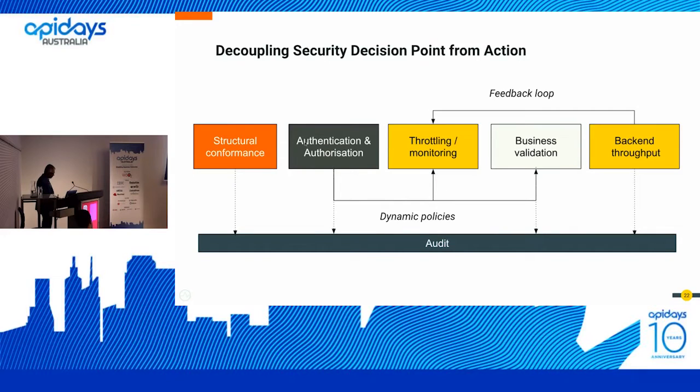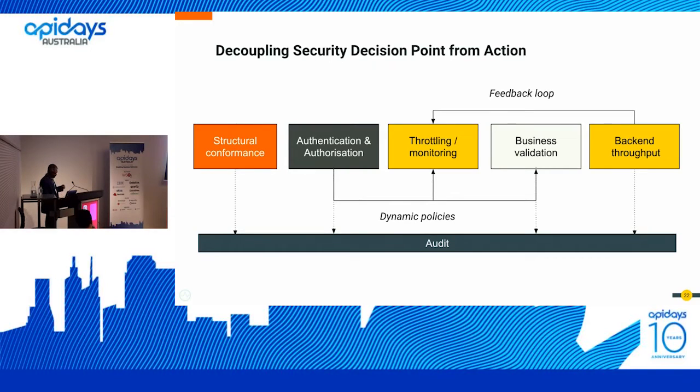So once the identity is established, these policies can be dynamic and applied against the API request. And there can be situations where we need to consider the backend throughput as well, based on the load that is created on the backend by these APIs. And we need to look at multiple systems as backend.